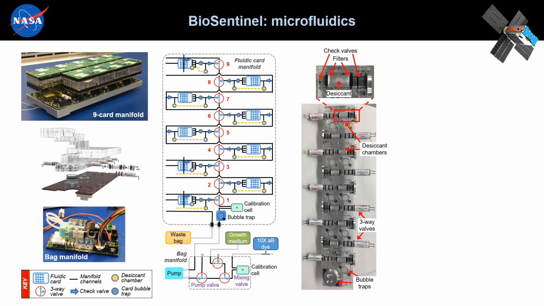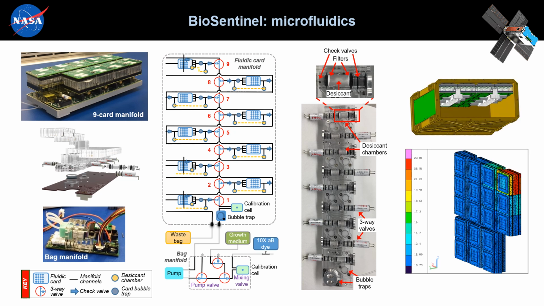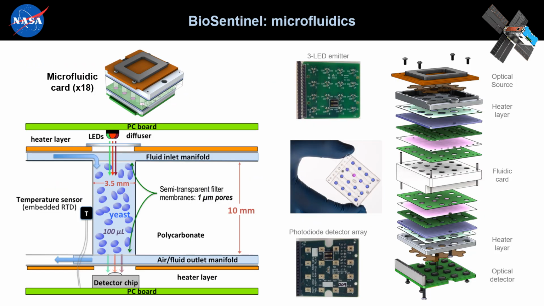Now, this is an example of the type of fluidic components. There are a lot of different valves and bubble traps and desiccation chambers, everything so we can fill these fluidic cards I mentioned earlier. We also need to ensure that we can warm up those cards to the temperature that we need for the yeast to grow, which in this case was approximately ambient temperature, around 23 degrees Celsius.